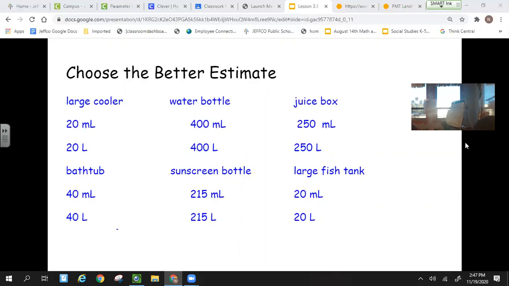Eyedroppers are about a milliliter or a baby spoon, right, Cooper? Okay, so if I have a large cooler, try to visualize that. Picture that in your mind, a large cooler. You ready, Ellie?